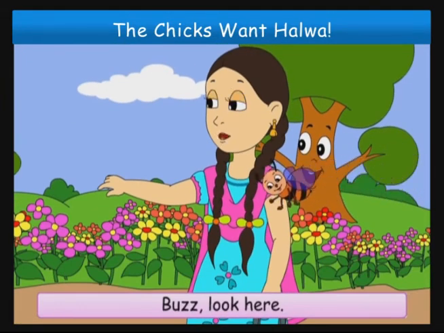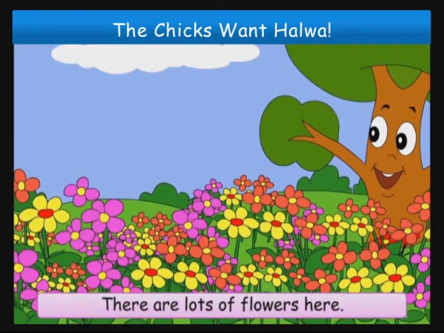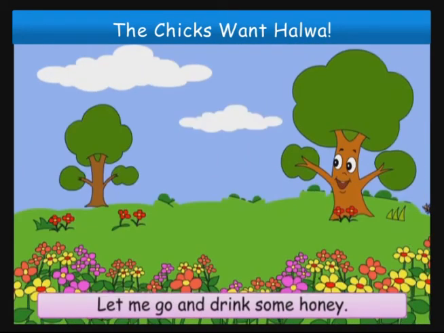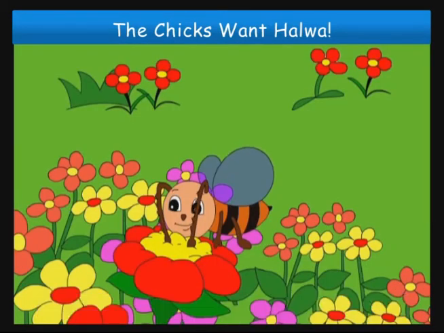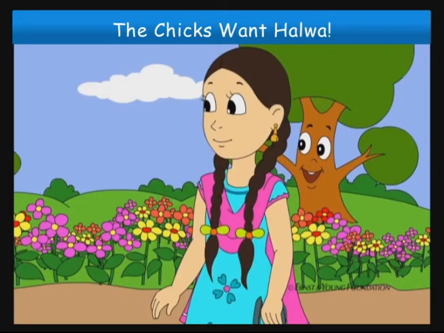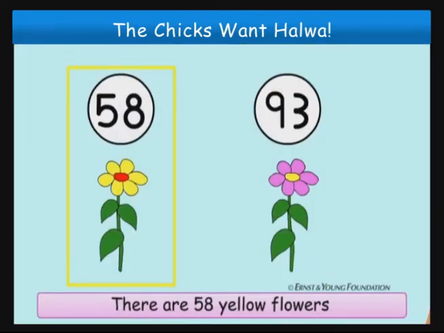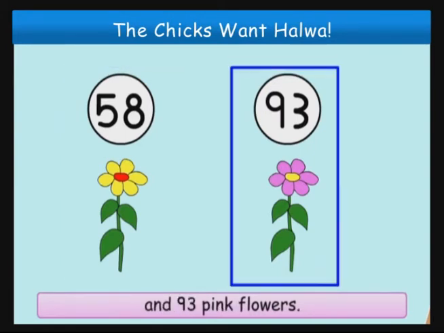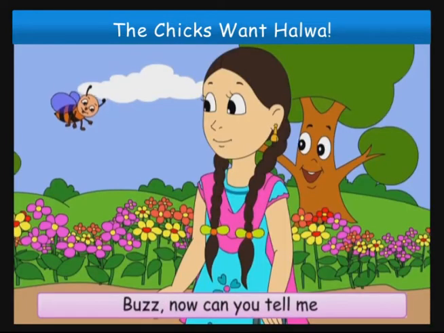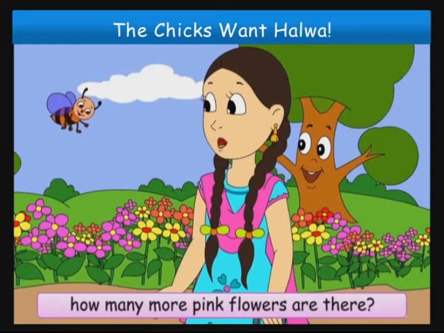Buzz, look here. There are lots of flowers here. Let me go and drink some honey. Meenu, I counted the flowers. There are 58 yellow flowers and 93 pink flowers. Buzz, now can you tell me how many more pink flowers are there?